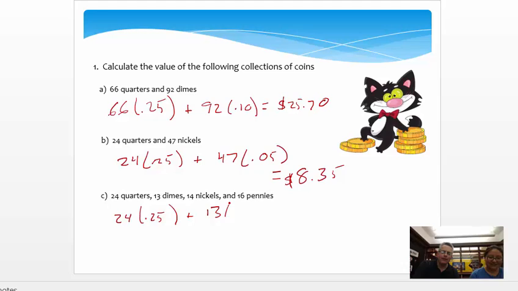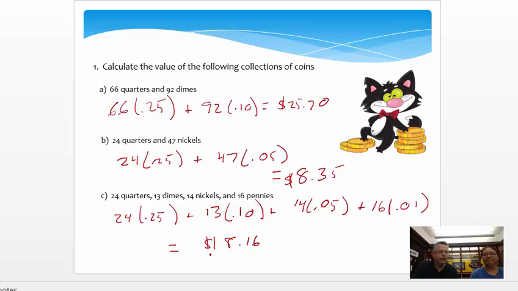13 times 0.10 plus 14 times 0.05 plus pennies are worth $0.01, so 0.01. So for each type of coin, the number of coins times the value. When we add up all of that, what do we get? $8.16.